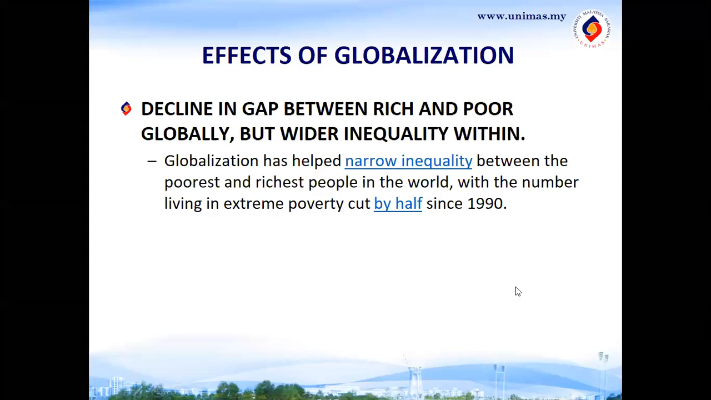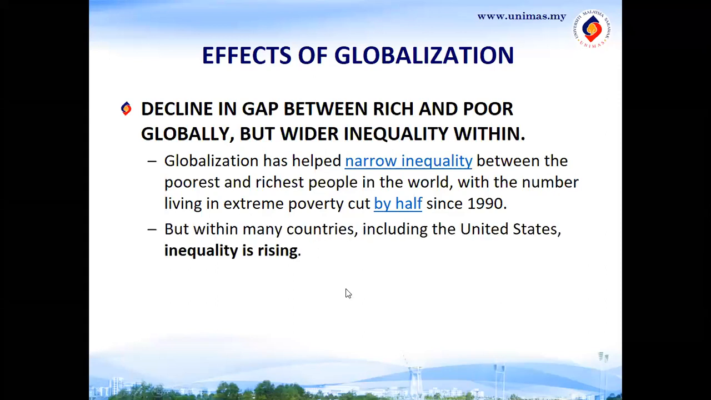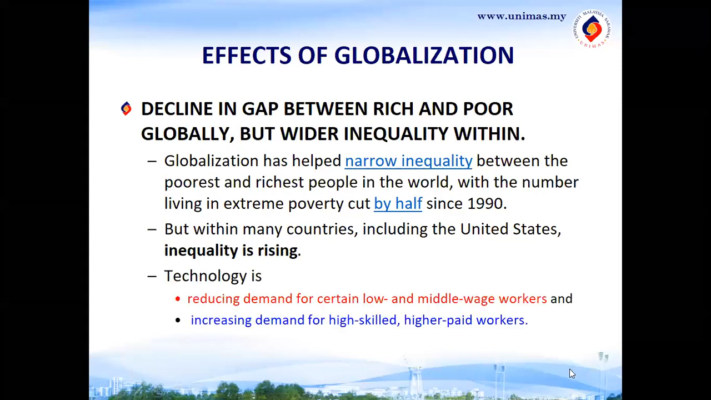So globalization has helped narrow inequality between the poorest and richest people in the world, with the number living in extreme poverty cut by half. So in other words, it has contributed; China alone, for example, has managed to lift about 600 million people out of poverty since the Chinese Revolution, since they have opened up their market and so on. Yeah, but within many countries, including the United States, inequality is rising. So we're talking about within a country.